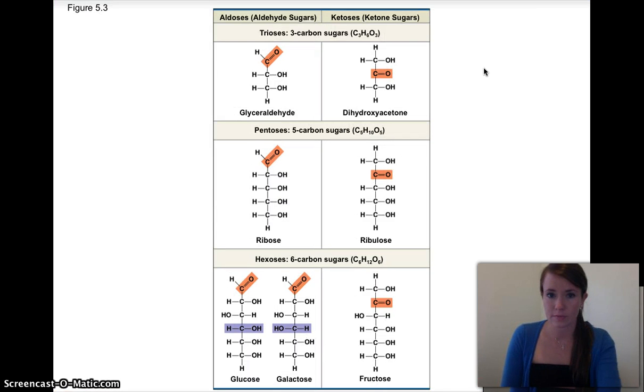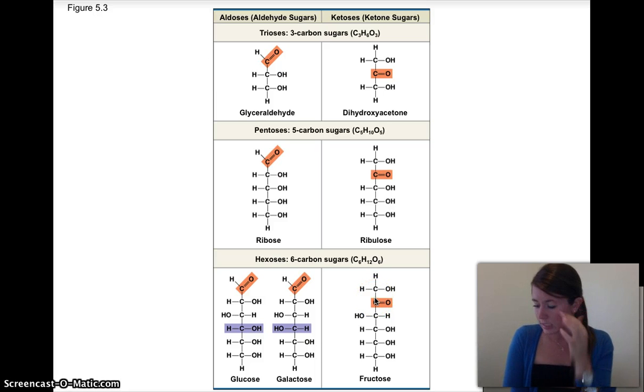So here's a couple different ways. Here's some different monosaccharides. So here we have 3 carbon sugars, trioses. We can see that here the carbonyl is at the end of the carbon chain. So that's different than this one right here, which has it in the middle. We move on to 5 carbon sugars, and again at the end versus at the middle. And down here, our hexoses are 6 carbon sugars. There's some carbonyls at the end and carbonyls in the middle.